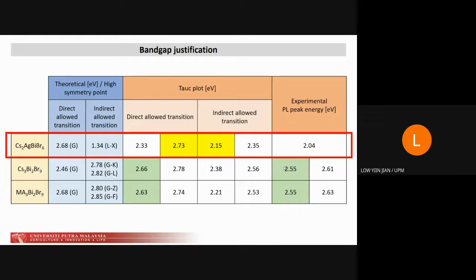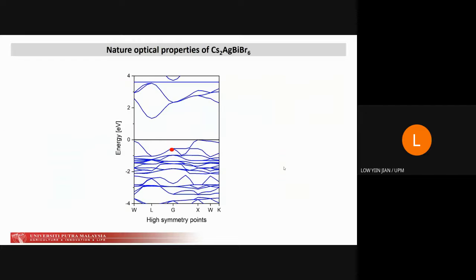And also the PL peak suggests that this material has an indirect transition as the value is close to each other. But in reality, it's not, because the band-to-band transition is not occurring and the emission originates from the color center, and the detail will be presented on the next slide. And for the CS and MA329 structures, the simulated and experimental values are in agreement, showing that both of the materials have a direct transition.